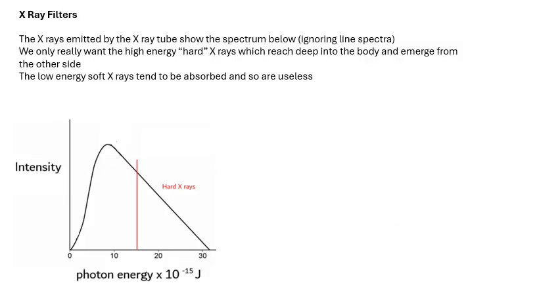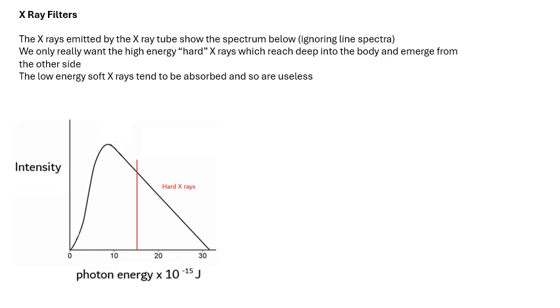X-ray filters. Now, what are those? The X-rays emitted by the X-ray tube show this continuous spectrum. Basically, we only want the high energy X-rays, which we call the hard X-rays. The low energy photons, we're not bothered about them. They're not going to penetrate deep into the body. They're just going to be absorbed by the body. In other words, they're increasing the dose that the patient receives, and so that's bad. That's increasing the chance of getting cancer. So we don't want them.